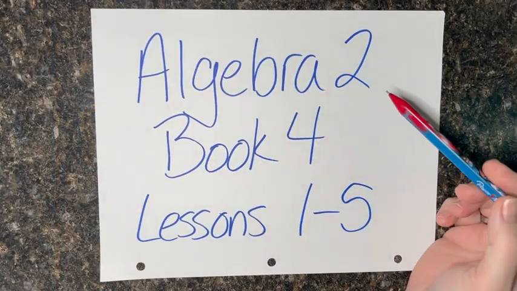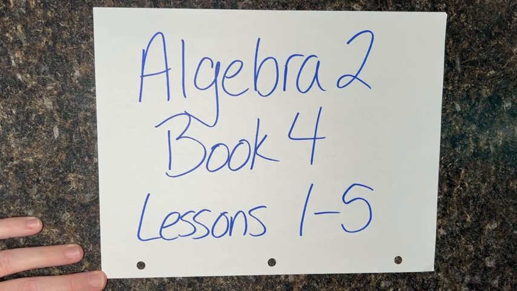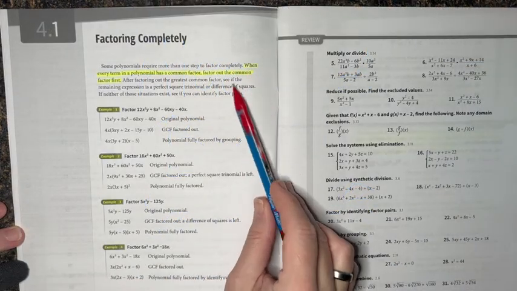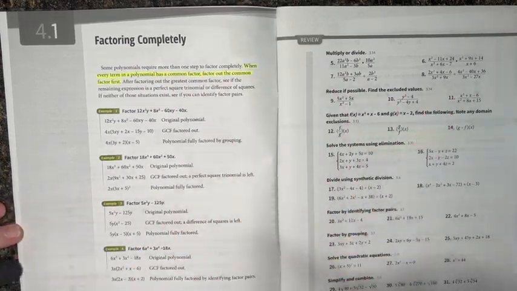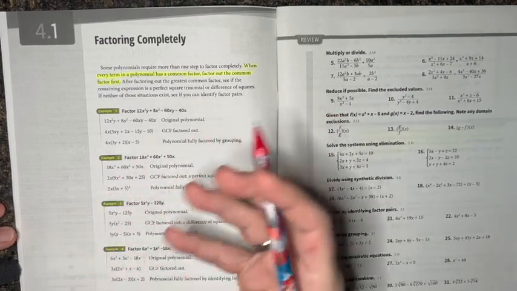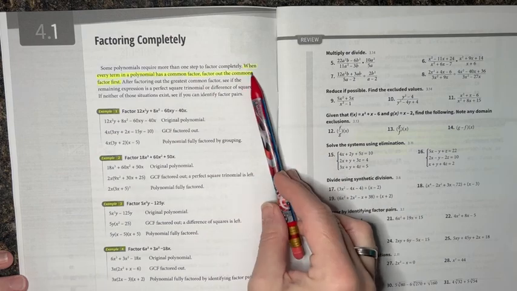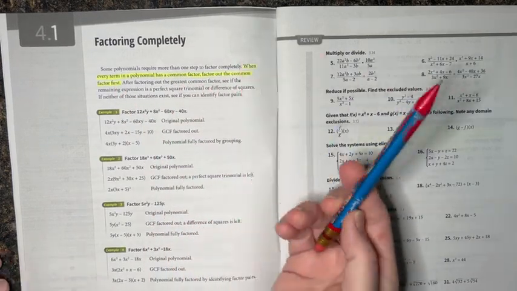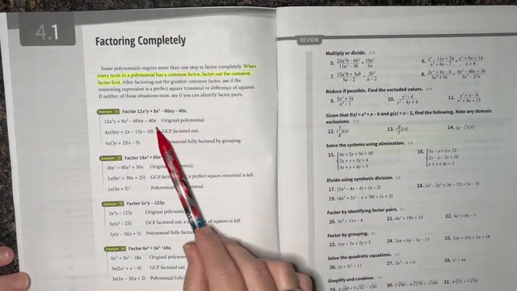Today we're going to be going through Algebra 2, Book 4, Lessons 1 through 5. Lesson 1 begins on page 2, and it's titled Factoring Completely. We've talked about factoring, how important it is to make sure you're factoring everything you can. And so the topic that they want to cover today is when every term in a polynomial has a common factor, to factor it out first and then factor in other ways.